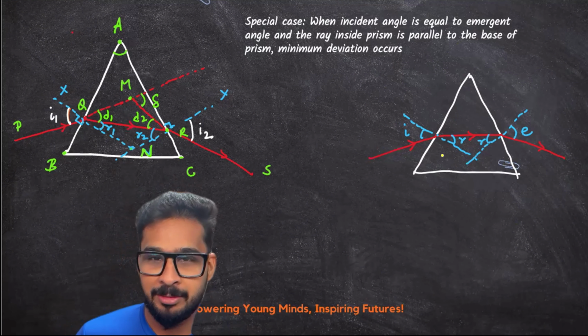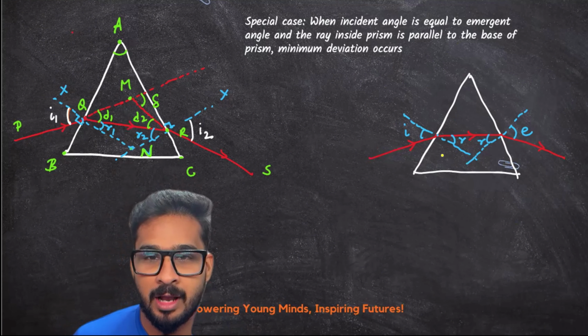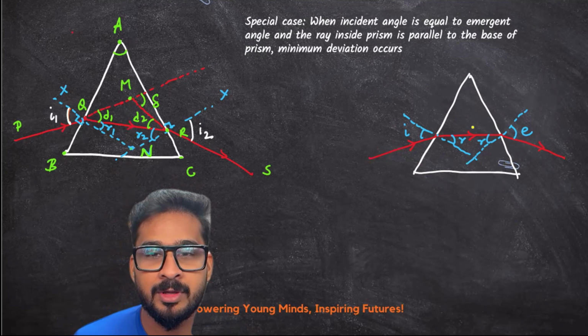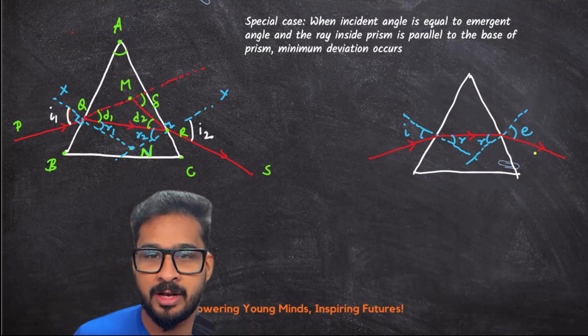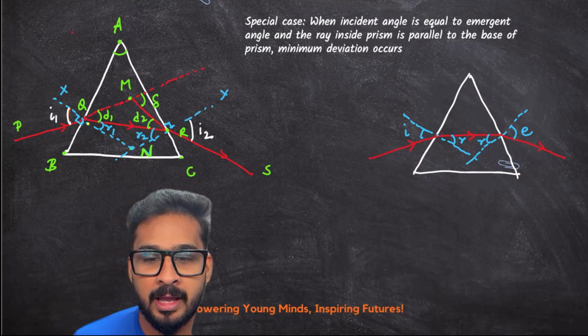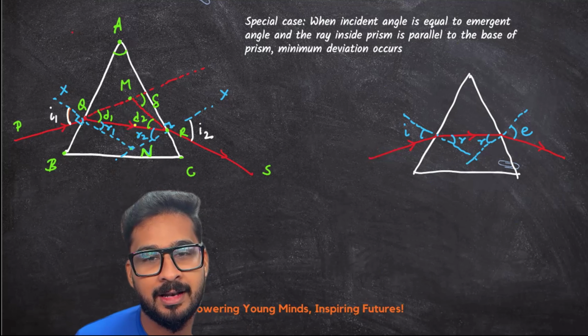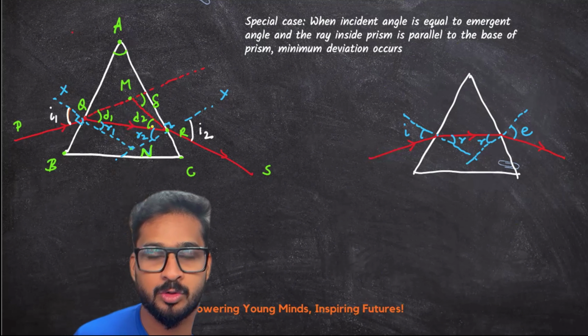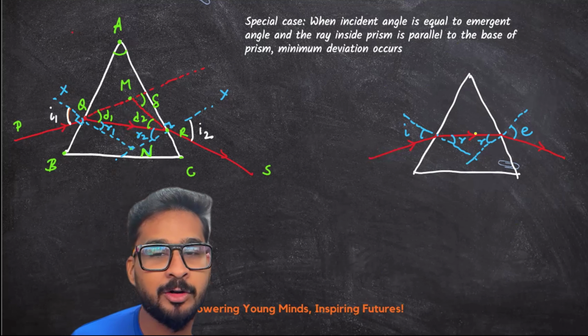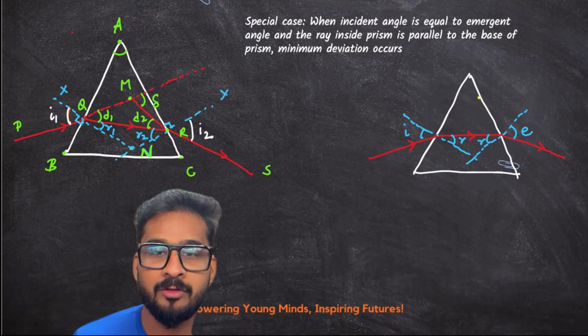Now coming on to the minimum deviation. The minimum deviation will occur when the incident angle is equal to the emergent angle. That means the ray inside the prism is parallel to the base. The point to note down is, whenever you are drawing a generic prism, do not draw the ray inside the prism parallel to the base. Always draw it a little bit slant, like I have shown here in QR, so that you will not get confused. It is parallel to the base only in the case of minimum deviation.